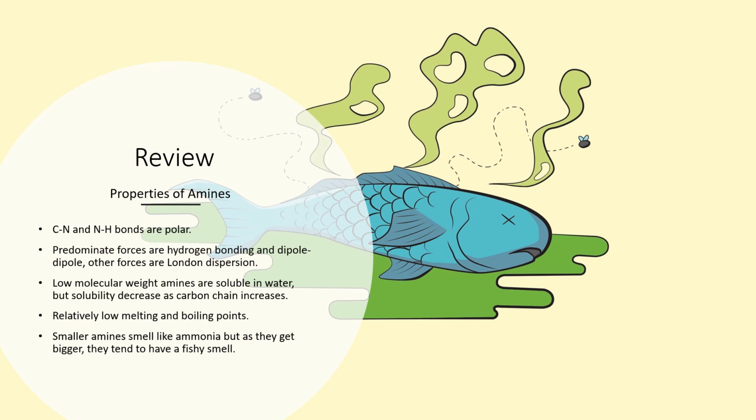Now looking at some properties of amines, the carbon and nitrogen hydrogen bonds are polar bonds. The predominant forces within amines are hydrogen bonding and dipole-dipole. Other forces are London dispersion forces. Smaller amines tend to be very soluble in water, but as the carbon chain increases, the solubility decreases. They also have relatively low melting and boiling points. And smaller amines tend to have a smell like ammonia, but as the carbon chain gets bigger, they tend to have a more fishy smell to them.